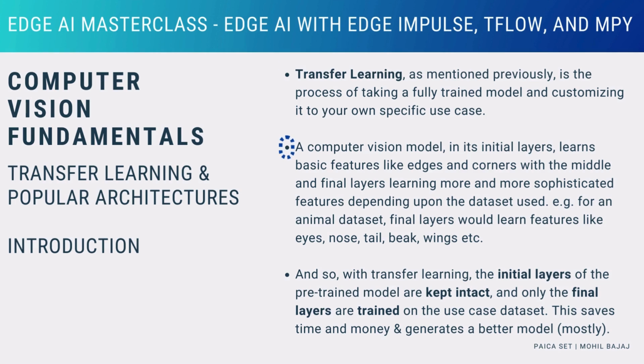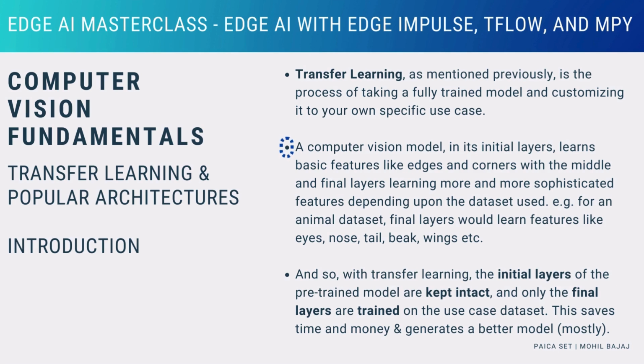For instance, a computer vision model, in its initial layers, learns basic features like edges and corners, with the middle and final layers learning more and more sophisticated features depending upon the dataset used. For example, for an animal dataset, final layers would learn features like eyes, nose, tail, beak, wings, etc.